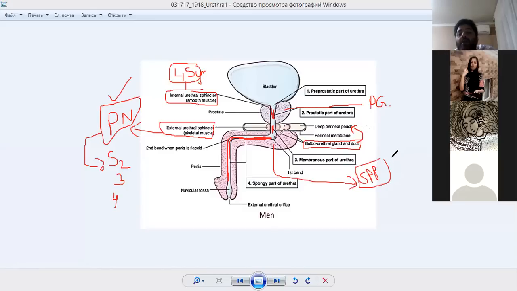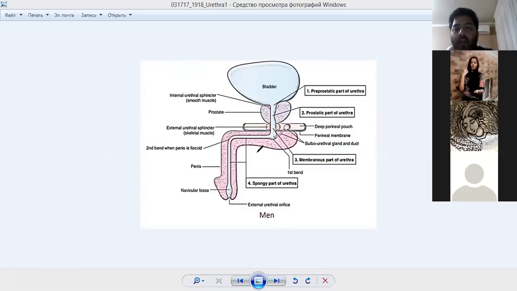So this question was asked many times: in the superficial perineal pouch, which structure is present in the female? It is the greater vestibular gland of Bartholin. It is present in the superficial perineum, but in males, the bulbourethral gland is present in the deep perineal pouch, but its duct is opening into the superficial perineal pouch. It is clear to everyone? Yes, sir.